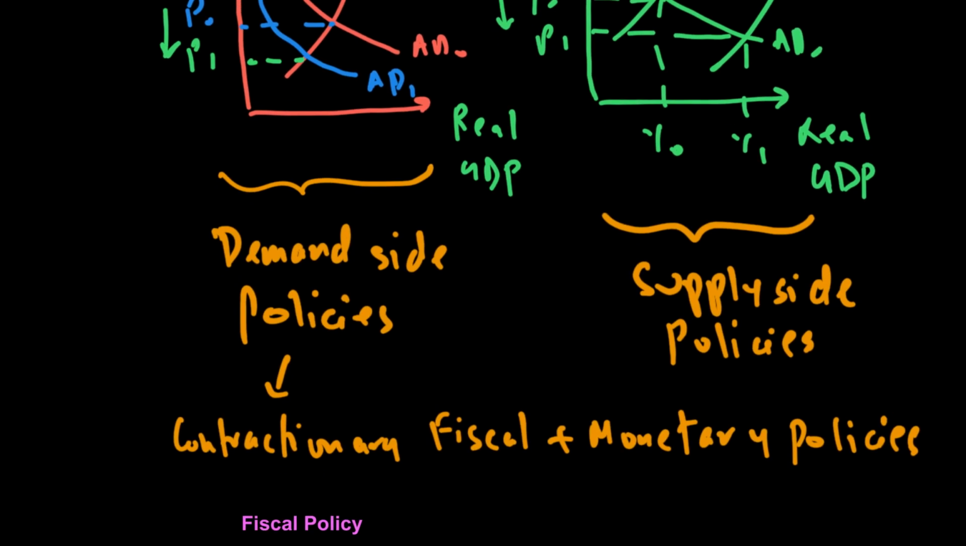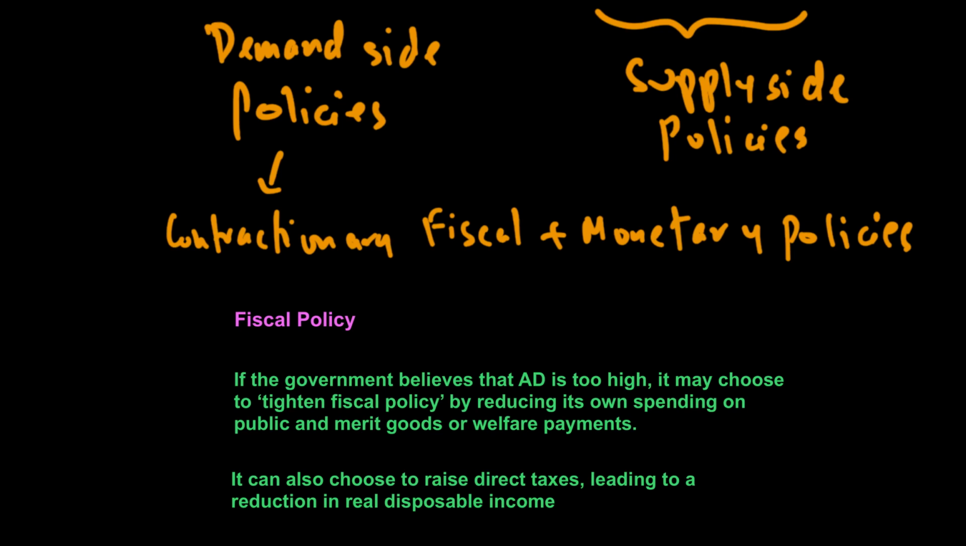So the first policy we want to discuss is fiscal policy. If the government believes that AD is too high, it may choose to tighten fiscal policy, which is basically reducing its own spending. So G goes down, and at the same time they try to raise direct taxes, so T goes up, which in turn leads AD to fall. A rise in taxation means lower disposable income, which means consumption and investment will fall, so therefore AD will fall. Similarly, G falls, as AD is C plus I plus G plus X minus M.